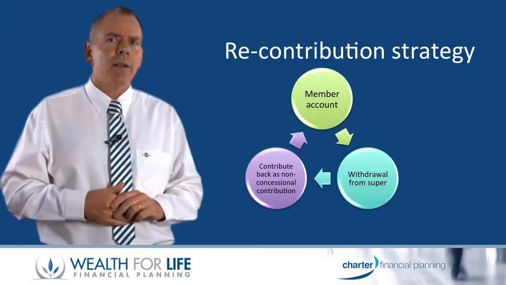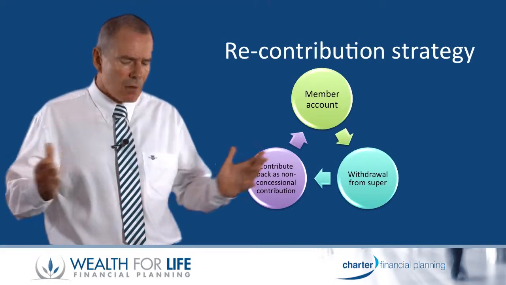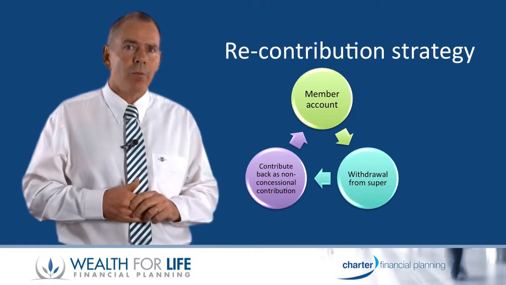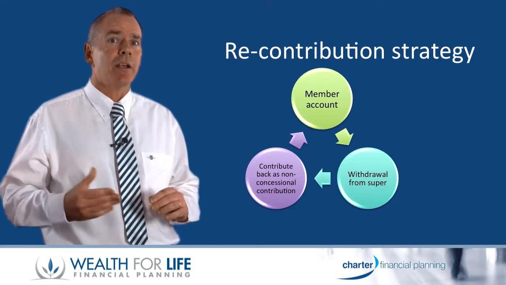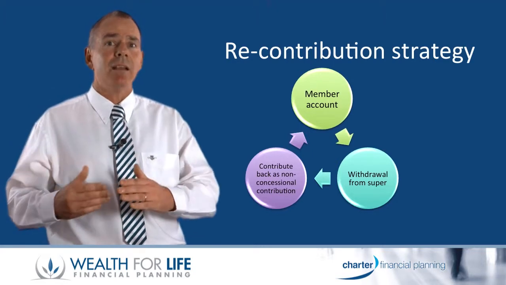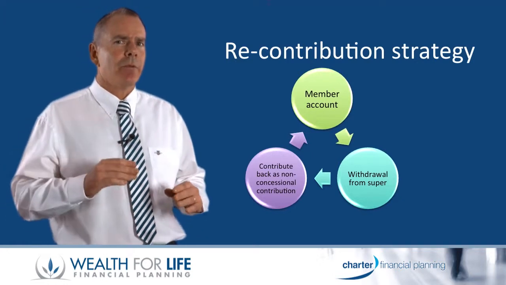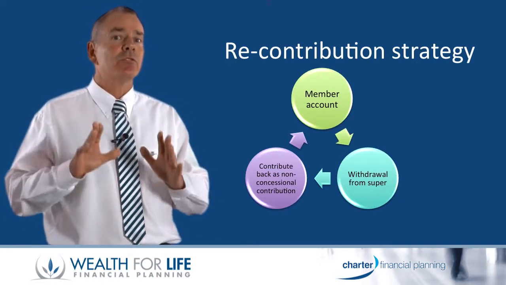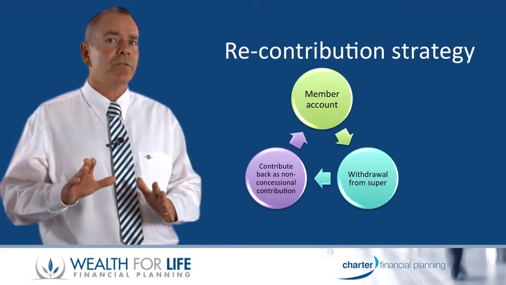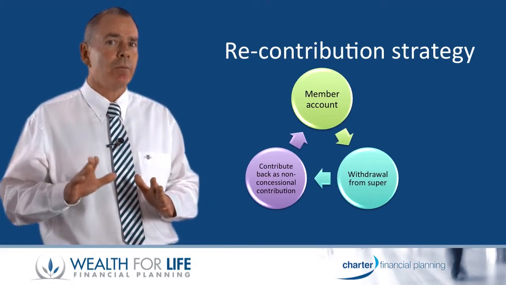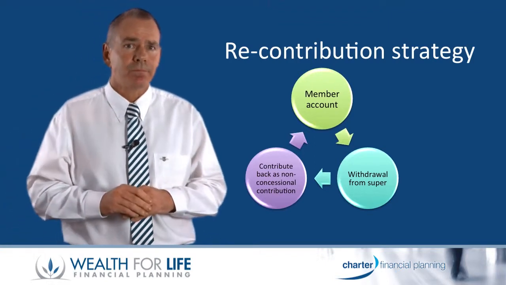So what can we do about reducing or eliminating the death benefits tax? One way is by undertaking a recontribution strategy. In summary, a recontribution strategy involves the member making a withdrawal from their superannuation and contributing the amount back in as a non-concessional contribution. Now, this strategy has some strict rules and conditions to follow, so I suggest you seek advice from a financial advisor to help you plan this, document and implement the strategy.